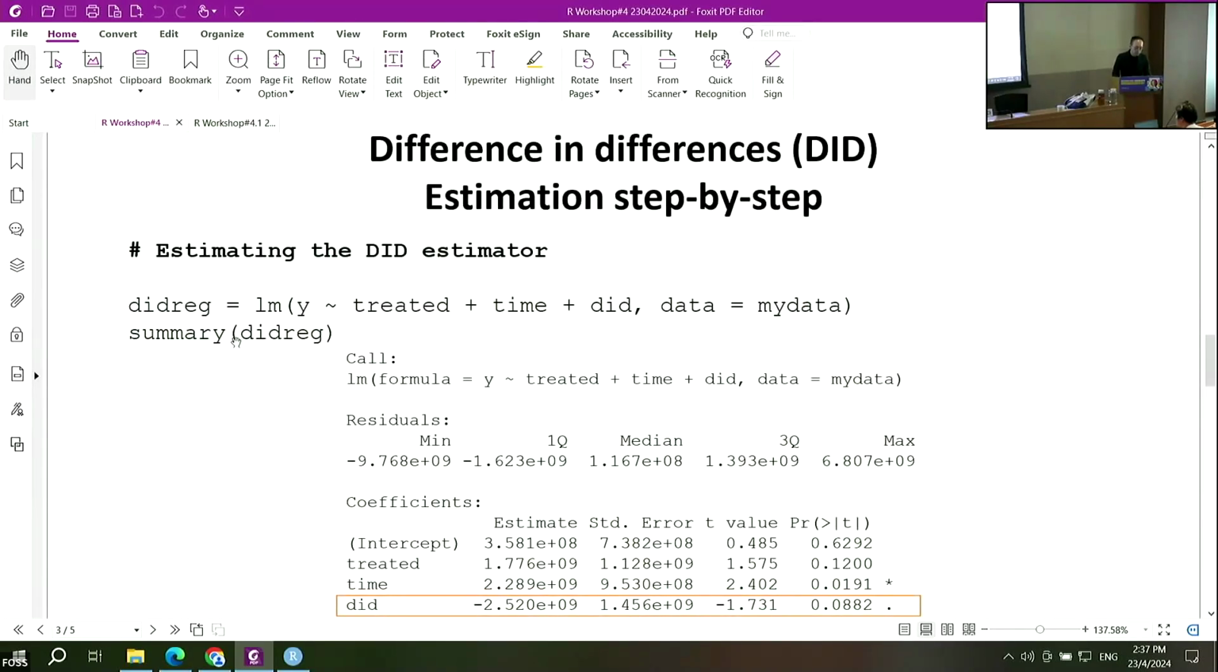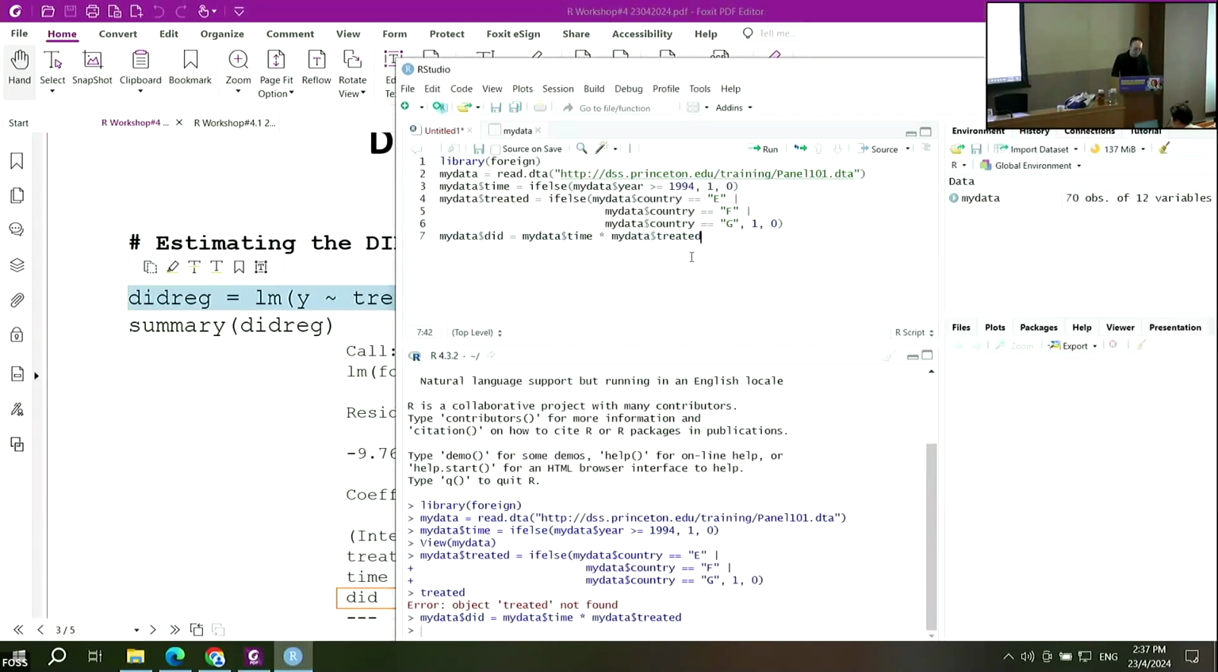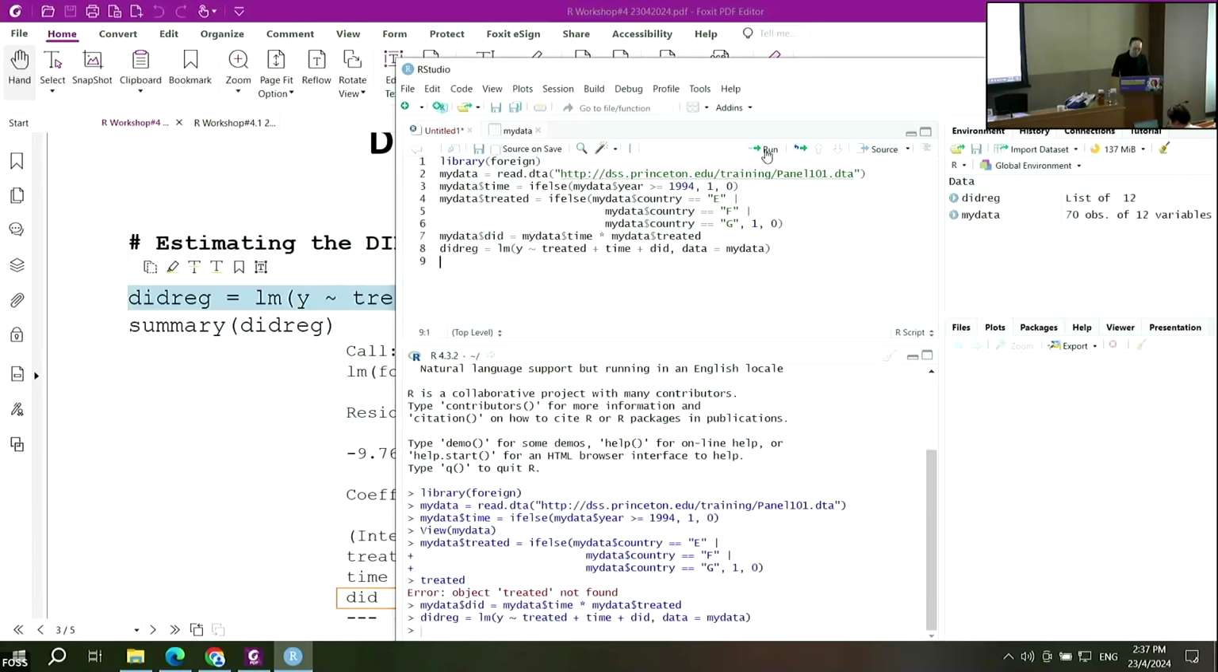All right. Lastly, this is the command itself for difference in difference, which I'll call did reg. It's as simple as that. And then the notation lm, treated, time and did, and the data is using my data, and that's it.